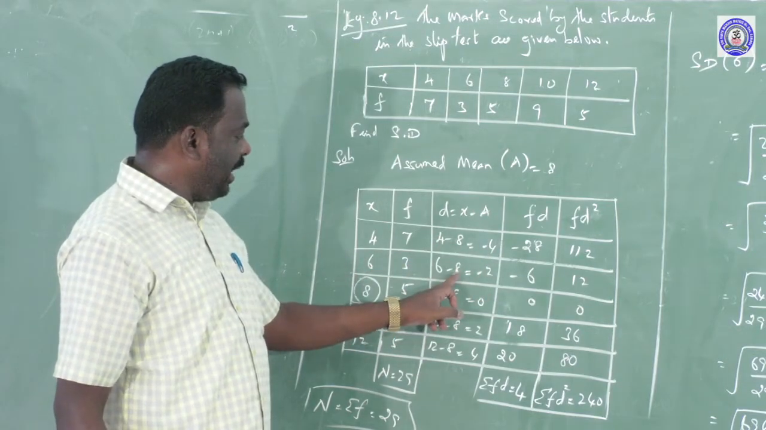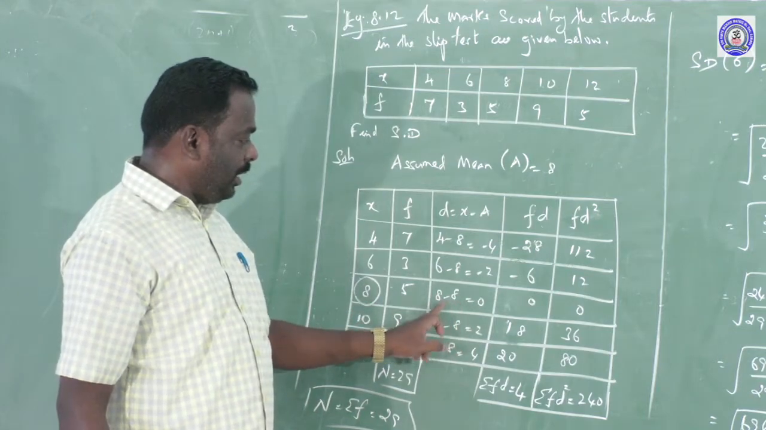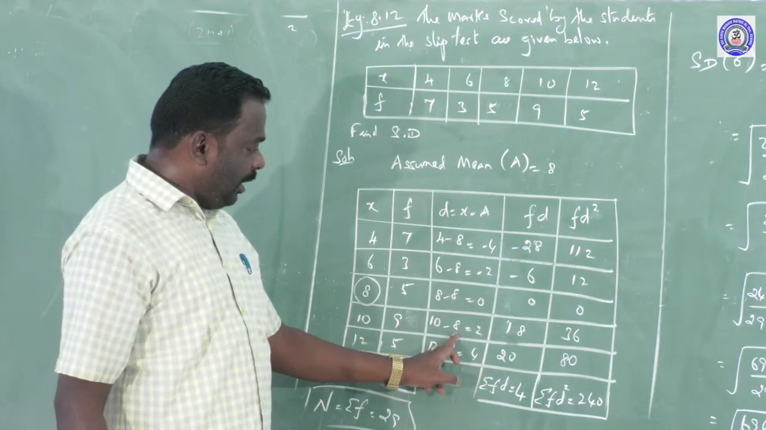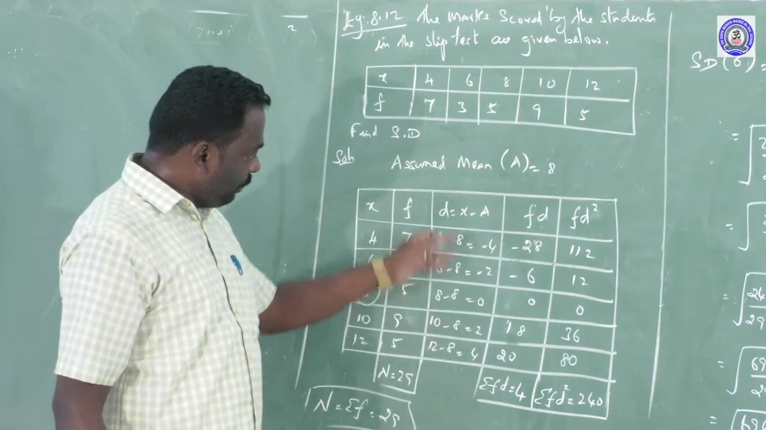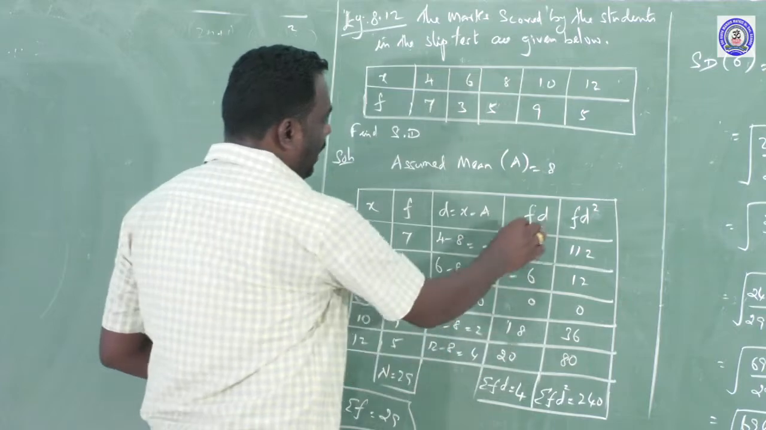6 minus assumed mean 8 is minus 2. 8 minus 8, x value equal to 8, assumed mean equal to 8, is 0. Then 10 minus 8 equal to 2. 12 minus 8 equal to 4. We find the derivative d. After that we find fd.